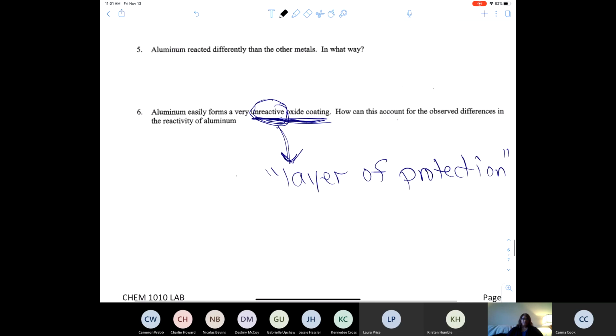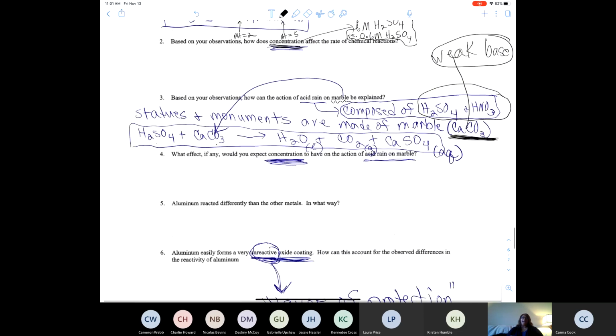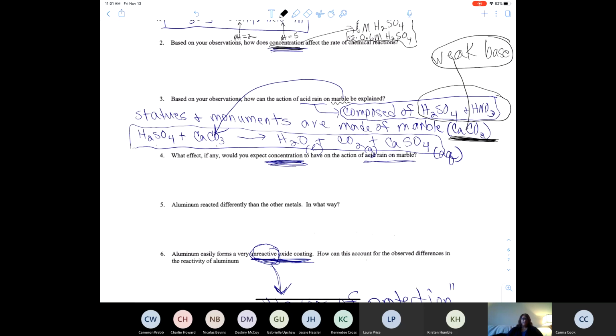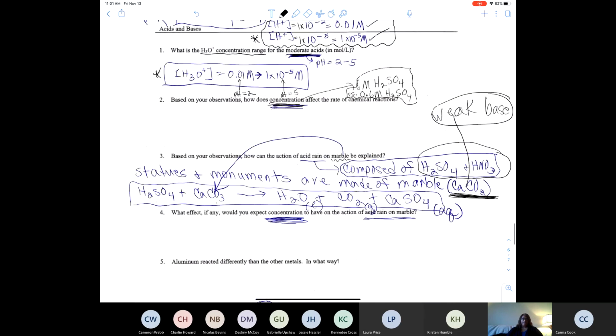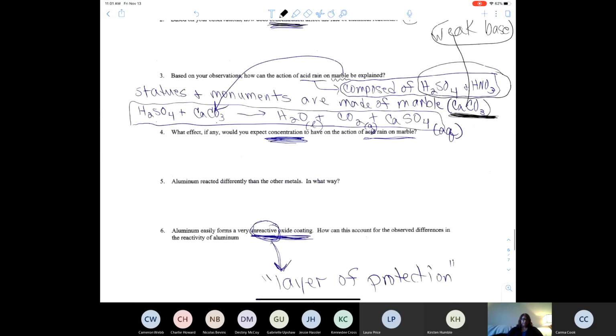So those are your 6 questions. I tried to give you a little overview and give you insight on what each question is asking and what response you're expected to give to each of the questions. Are there any further questions or concerns about numbers 1 through 6?